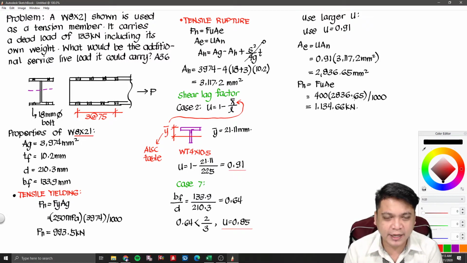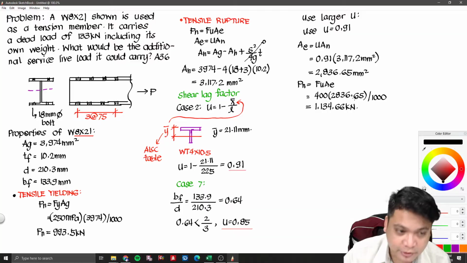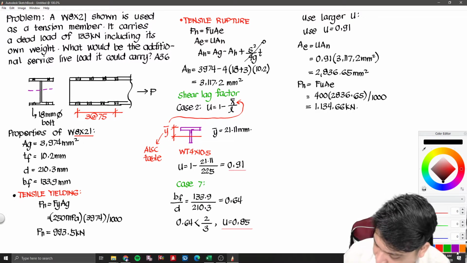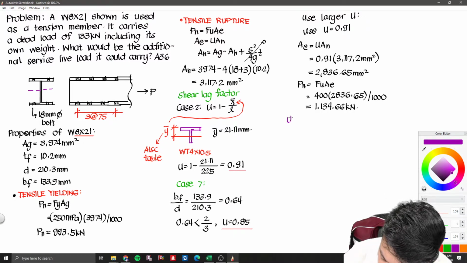Now, gagamit tayo ngayon ng dalawang method. Walang binigay kung anong method yung gagamitin mo. Tinatanong is on the service live load, so check natin una for the LRFD.